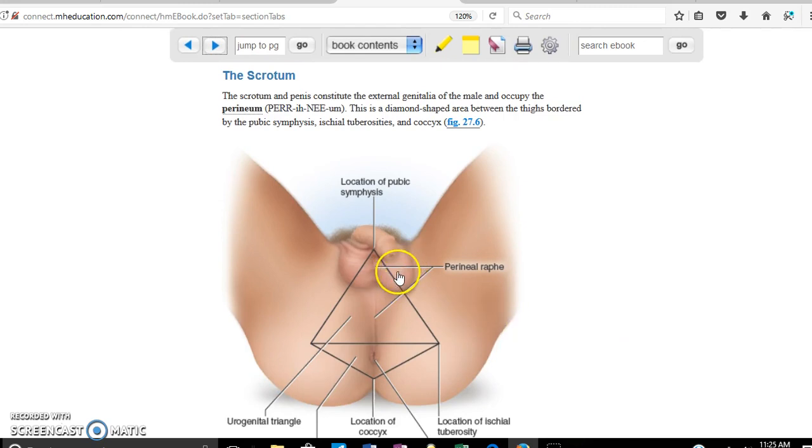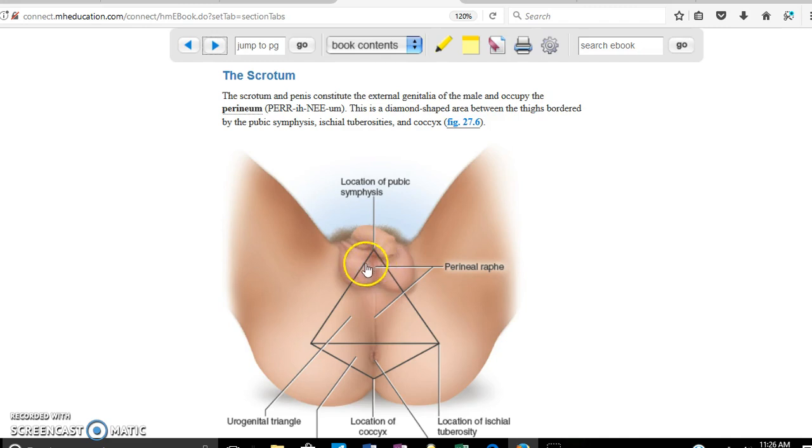This is like a bag, like a pouch, where the testicles are going to be located. And we have actually two, because we have two testicles, and there is a separation. There is a wall that is going to separate both testicles.